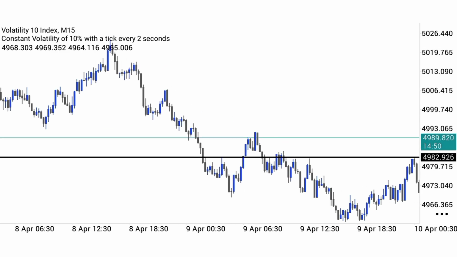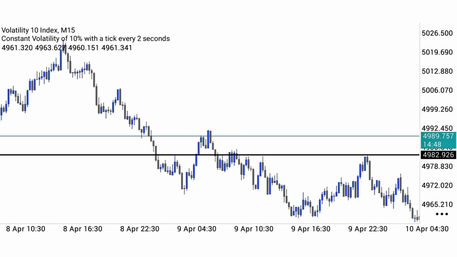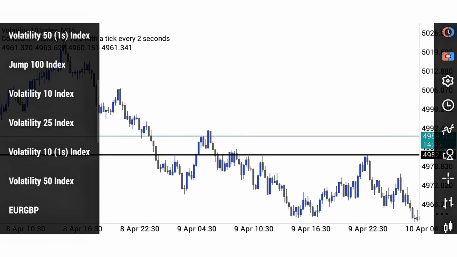Now there are lots of volatility indices in the market, and Deriv has given us a variety of them. Now let me show you some of these synthetic indices on the chart.